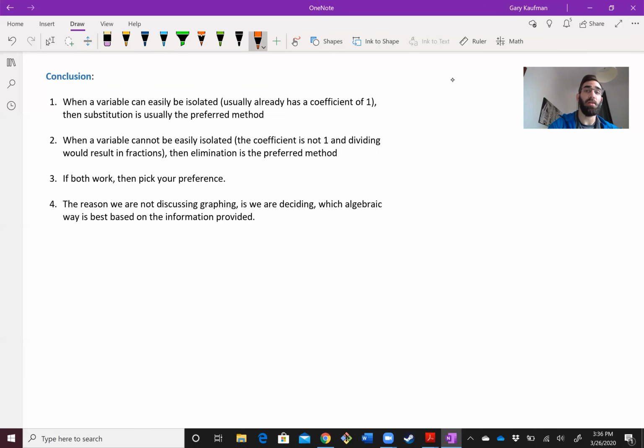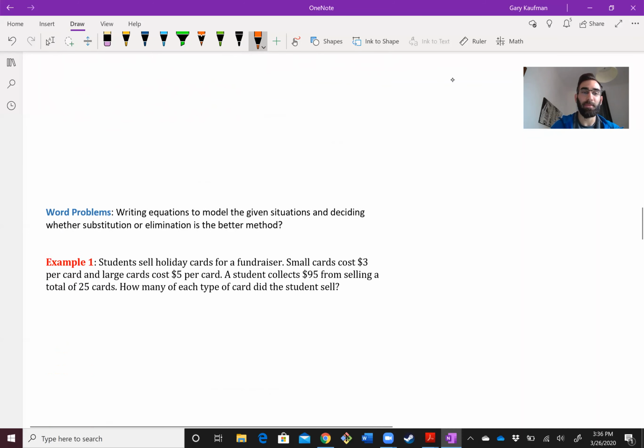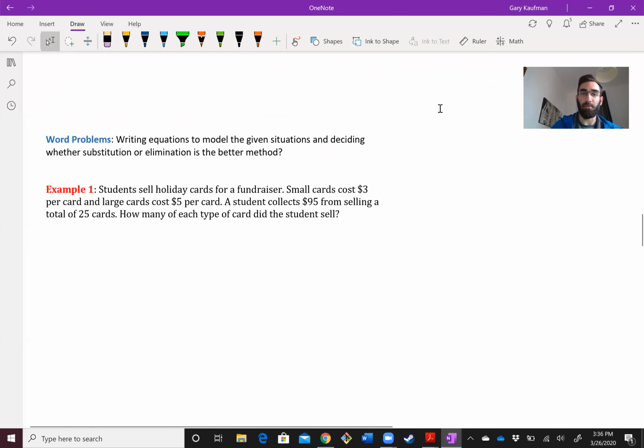And I wanted to make a comment here. The reason I'm not talking about graphing is we're looking at algebraic right now, not graphically. So that's why we're comparing these two. All right, so we're now going to take a look at word problems.